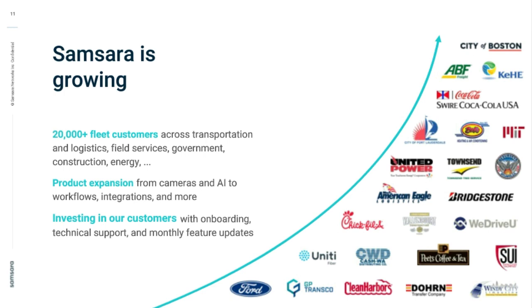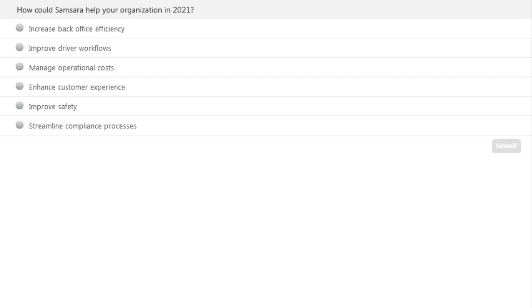So I'm going to put a quick poll up, and the question is, how could Samsara help your organization in 2021? You should see that pop up on your screen. Take a look, pick the option that most resonates with you. And as you know, feedback is super valuable to us, whether it's product-related feedback or just the opportunity to learn more about the challenges that you're navigating. So take a moment and answer the poll. How could Samsara help your organization in 2021?